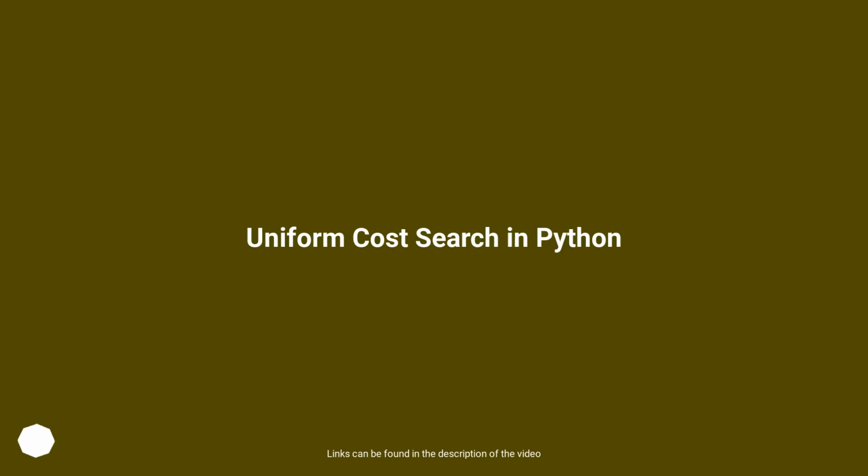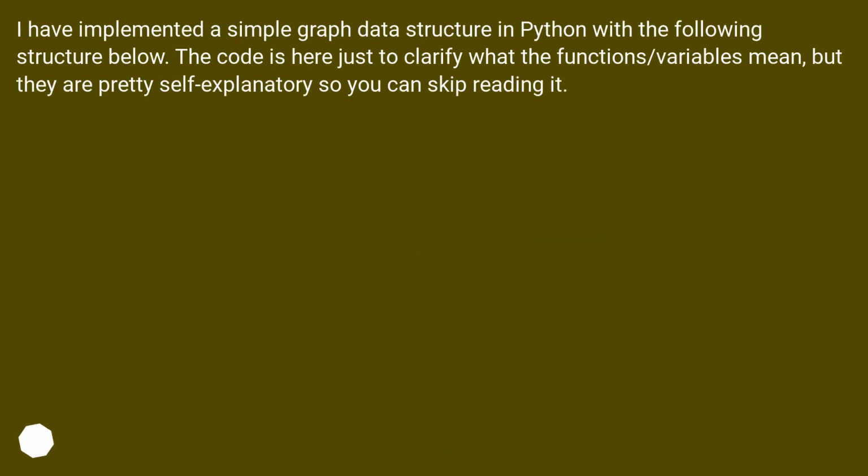Uniform cost search in Python. I have implemented a simple graph data structure in Python with the following structure below. The code is here just to clarify what the functions and variables mean, but they are pretty self-explanatory, so you can skip reading it.